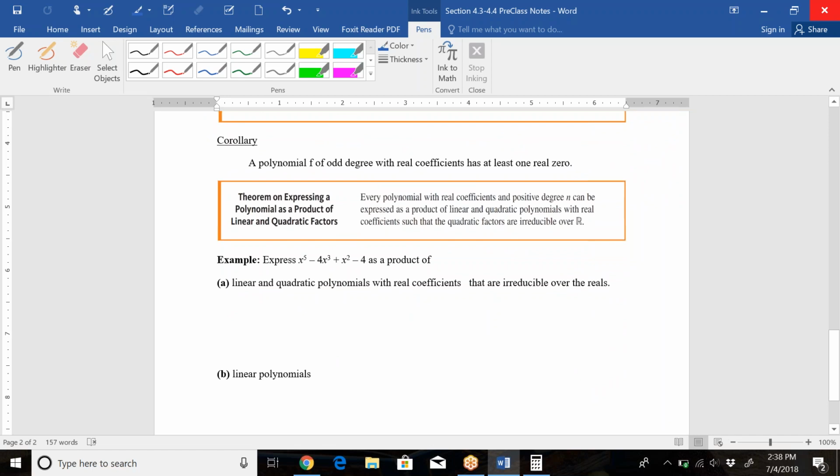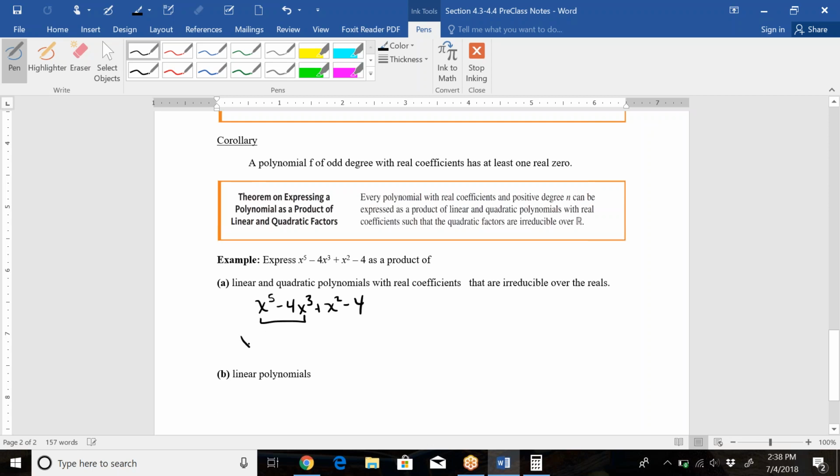All right, so let's look at the last one in the pre-video. We want to break this down into linear and quadratics with real coefficients that are irreducible over the reals. So that means we won't use the quadratic formula to keep factoring it. And then we'll break it down into linear, which means we'll break it all the way down. So it looks like on this one, I want to try to do factor by grouping. So x to the 5th minus 4x to the 3rd plus x squared minus 4.